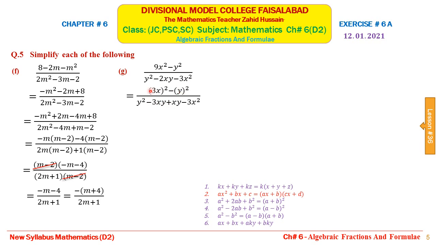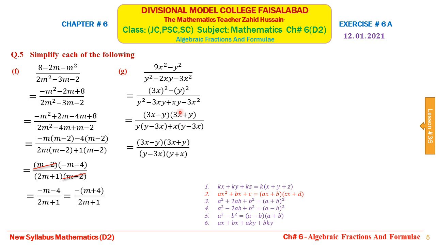The factors of the numerator, we will write 3x and y once as a difference and once as a sum. So a square minus b square type. From the first two terms y is common and we are left with y minus 3x. From the last two terms x is common and we are left with y minus 3x. In the denominator y minus 3x is common.